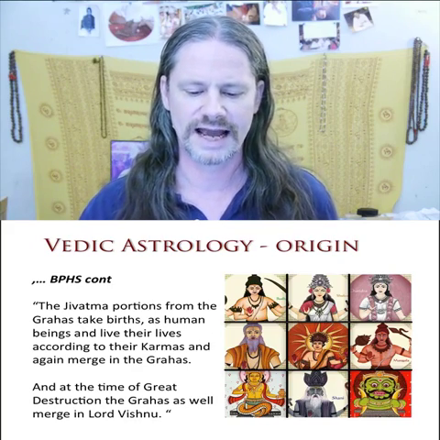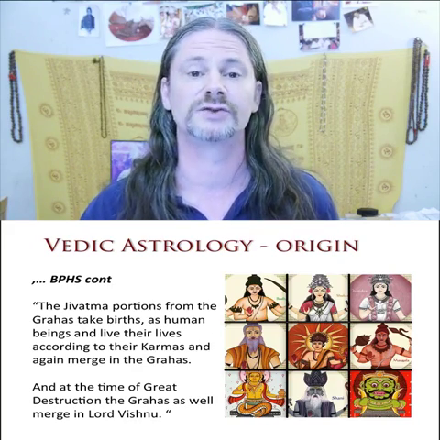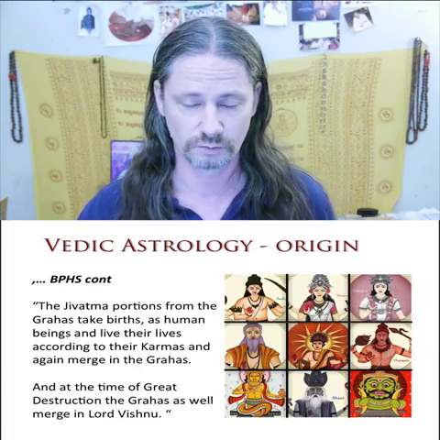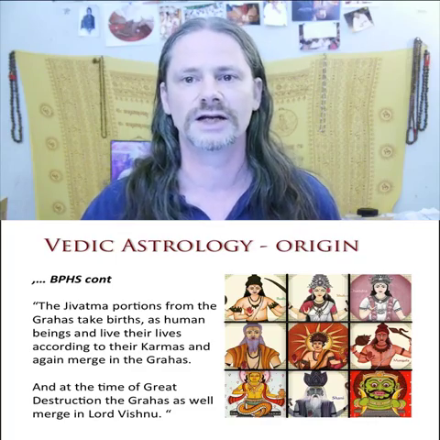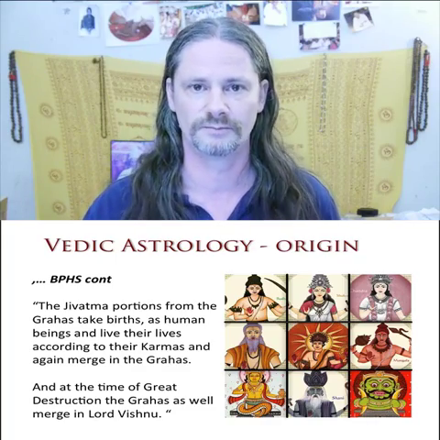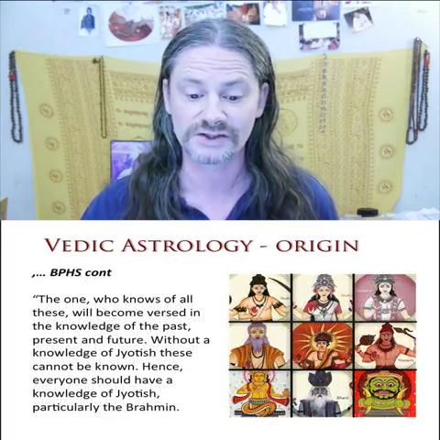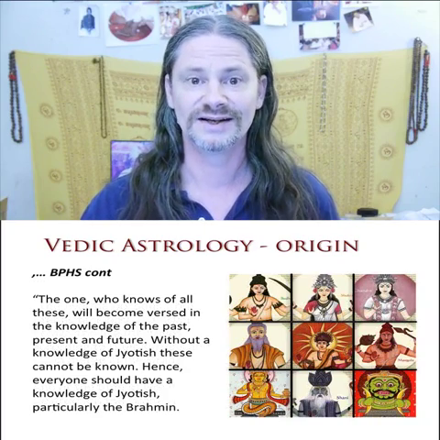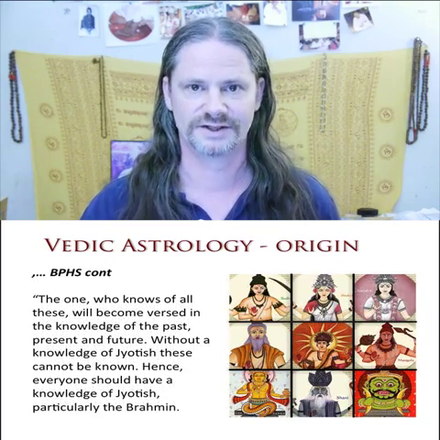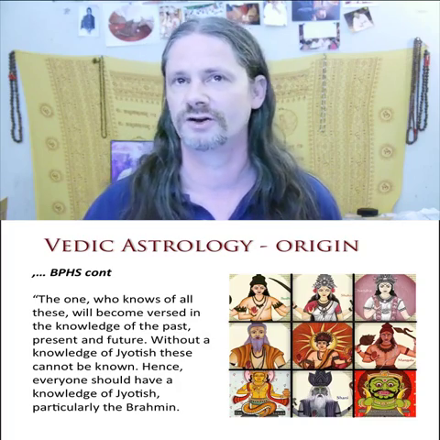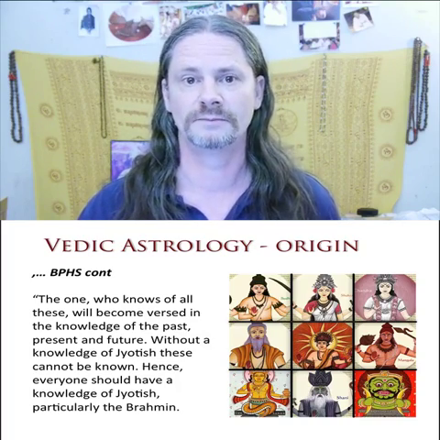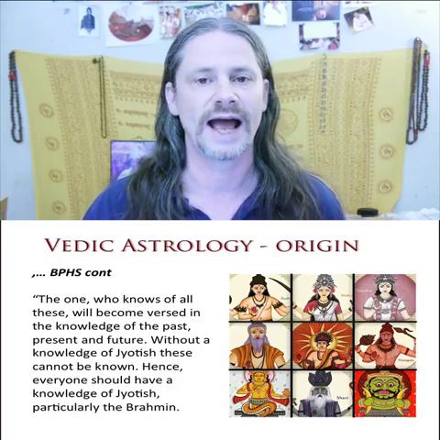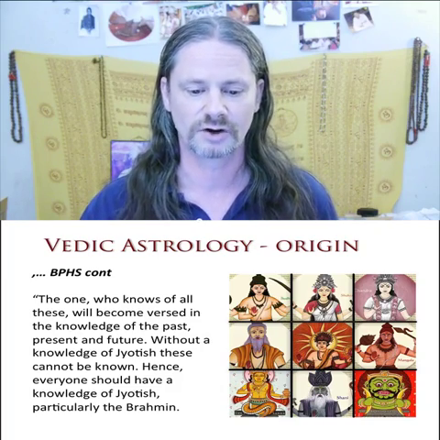So then it says that at the time of great destruction, the grahas as well merge in Lord Vishnu. So the planets themselves are the incarnations of Lord Vishnu, the visible form of Lord Vishnu. That's what the planets are. So understand, when you talk about Vishnu and Krishna and all of this, we're talking about their literal emanation and incarnation as the planets, the 9 grahas.